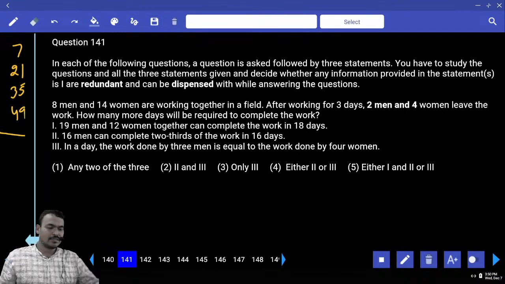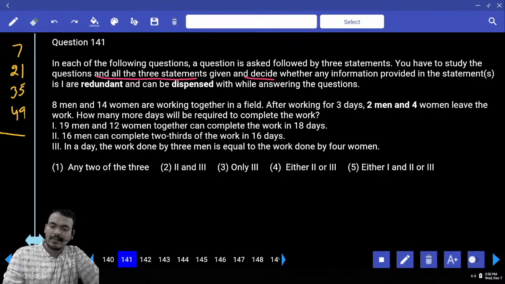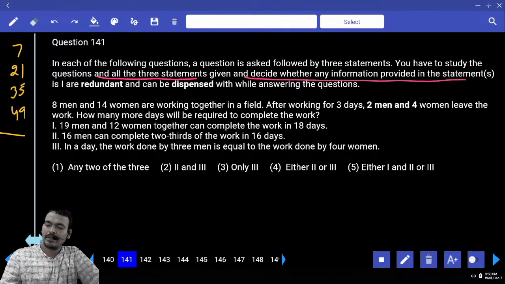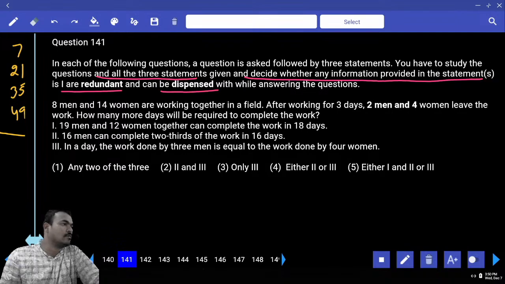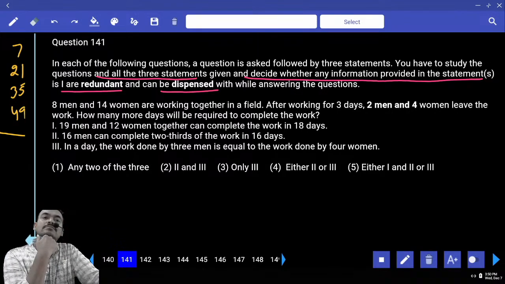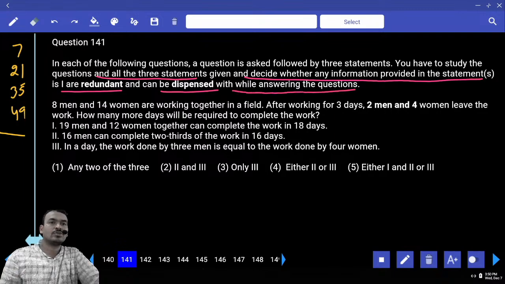What is the data sufficiency here? Read all the 3 statements given and decide whether any information provided in the statements is redundant and can be dispensed with or not. Redundant or utilized. Redundant means required or not required. Not required while answering the question or not.